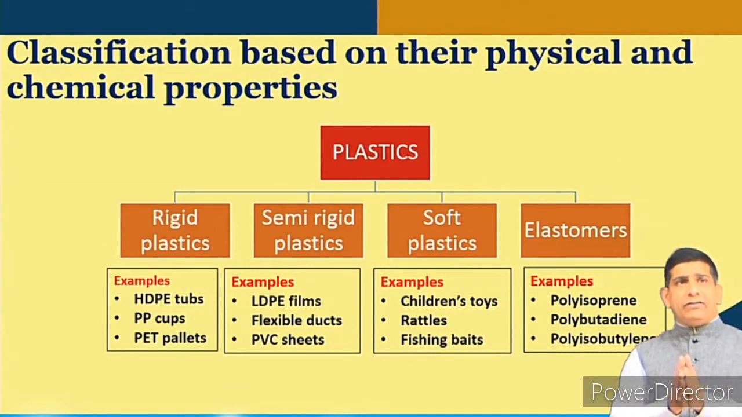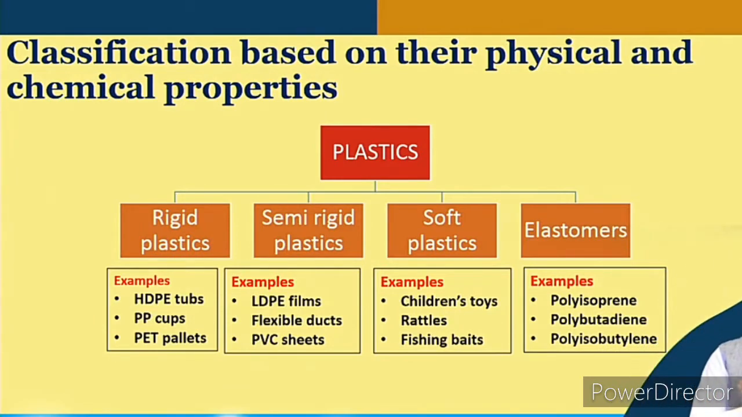And then if you look at physical and chemical properties, there is rigid plastic which is very strong, like HDPE tubs, polypropylene cups, PET pallets, they are very rigid. Then you have semi rigid plastic, which is LDPE films, flexible ducts which can move around a little bit, PVC sheets. They are semi rigid. Then you have soft plastic, children's toys. If you have looked at toys, those ducks and other stuff made out of plastic, those are soft plastic. Rattles, fishing baits, because fishing baits have to be soft, and then elastomers.